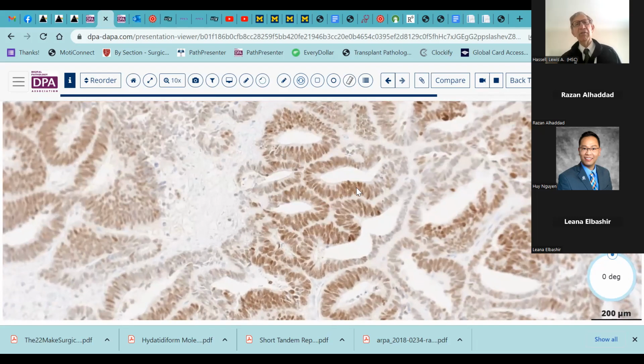So that differential of a mesonephric type or mesonephric-like carcinoma can come up here in the fallopian tube and is an important one to keep in mind. I think that may be my last slide on this.